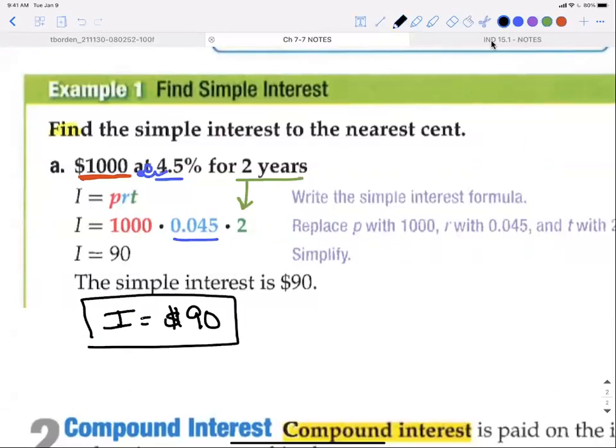Now, if the question asked at the end of 2 years, how much money would you have? What would you do? What would you add? You'd add the $1,000 you started out with, plus the 90 you earned in interest. So at the end of 2 years, you would have $1,090. Make sense? Or if it was a loan, how much did you pay back in 2 years? Well, you paid back the $1,000 plus you paid back the $90. So you paid back a total of $1,090. Okay. Simple interest is really pretty simple to tally.